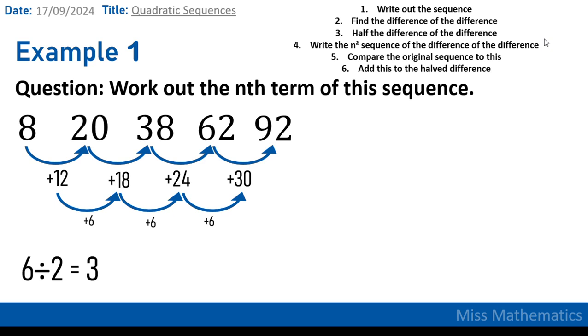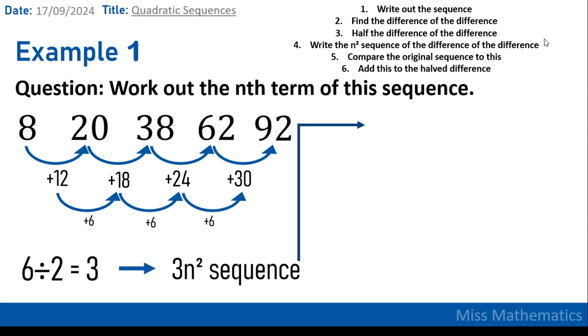We next have to divide the difference of the difference by 2. So 6 divided by 2 is 3. Now we have to calculate the 3n squared sequence, because this is half of 6. The 3n squared sequence sounds hard, but it's not that hard. It's basically 1 squared times 3, 2 squared times 3, 3 squared times 3, 4 squared times 3, 5 squared times 3, etc. And if we were to do that, we'd get 3, 12, 27, 48 and 75.